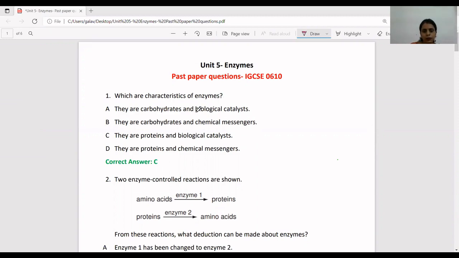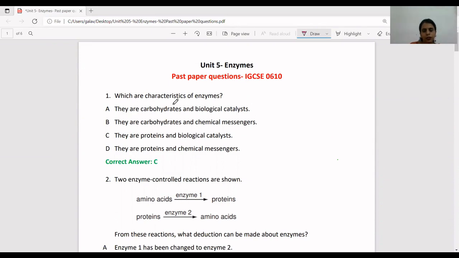characteristics of enzymes? Fine. So here 4 options are given and you have to choose the best option which would be the correct answer of the question which is asked. So what are the characteristics of enzyme? They are carbohydrates and biological catalyst.